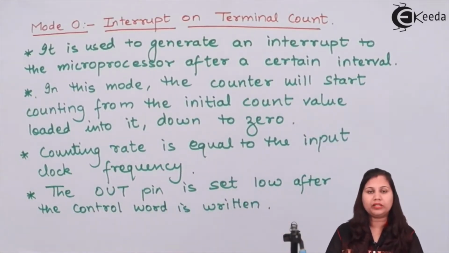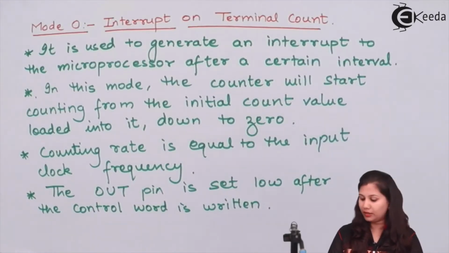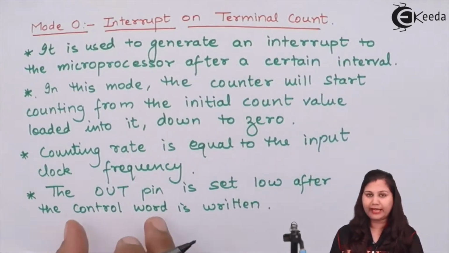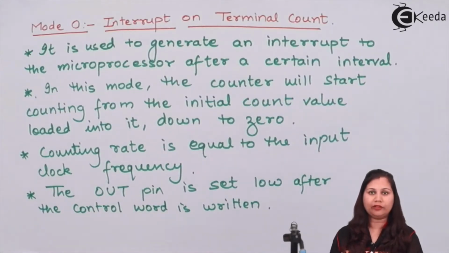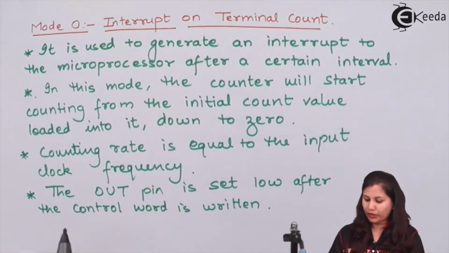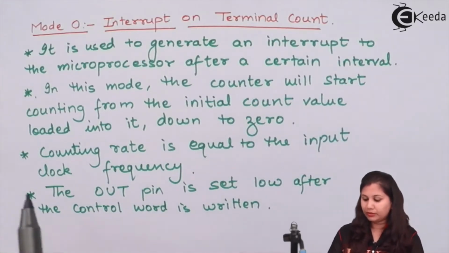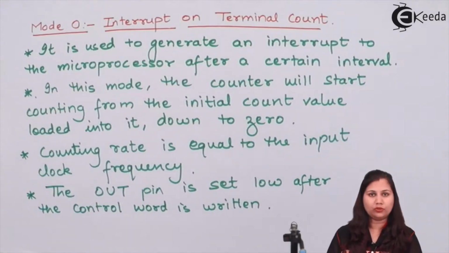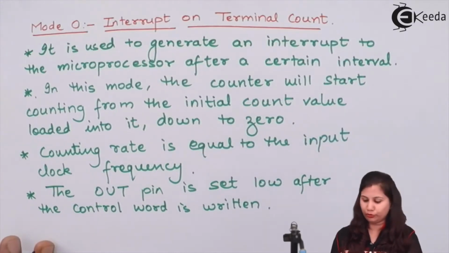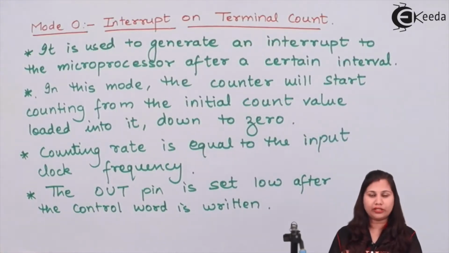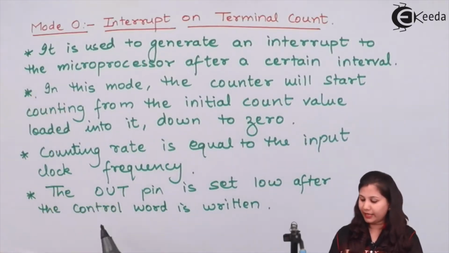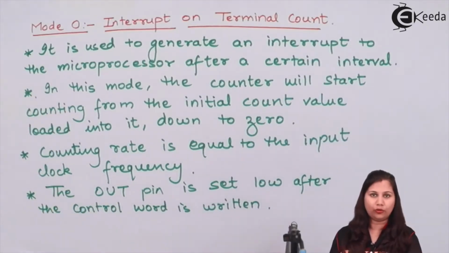So when the control word is written in the control register, the control word will decide which counter is selected and in which mode it will be working. So in mode 0, suppose counter 1 is selected, so the select counter bits will be 0 and 1. And then the count value is also loaded, and the mode is also decided by the control word. So when this control word is written and mode 0 is selected, then the out pin is set low.